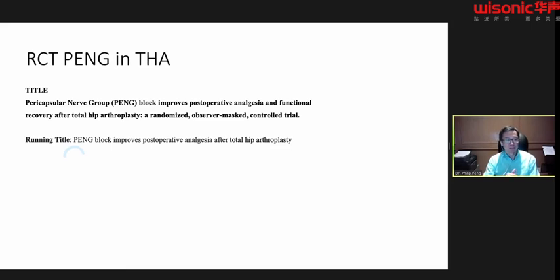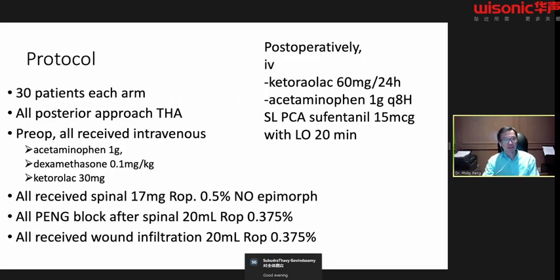Actually, one is coming, but I cannot give you too many details because this is not published yet. But this is a group from Europe. They compared the control and the Peng block. One thing that's very interesting is that they have a very, very good multimodal regimen. They give everything pre-op, all the dream medications, and post-op ketorolac, acetaminophen. They even have a sublingual PCA sufentanil, and they have the surgeon infiltrate the wound to control the skin incision, and all have a spinal but no epimorph.